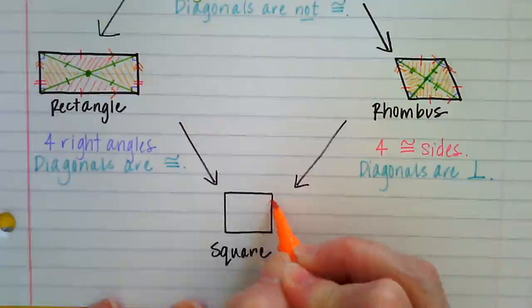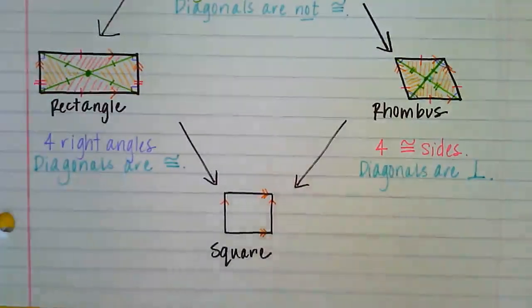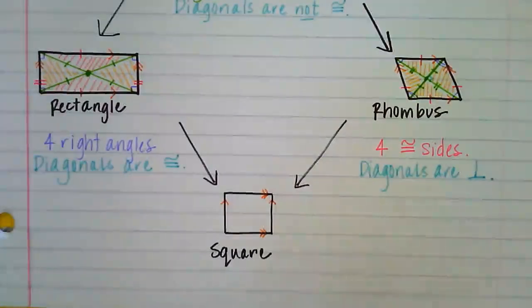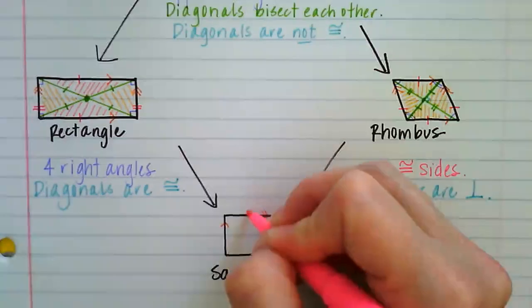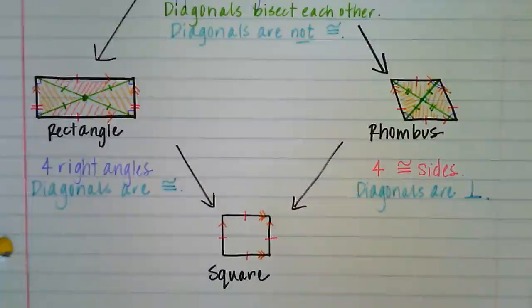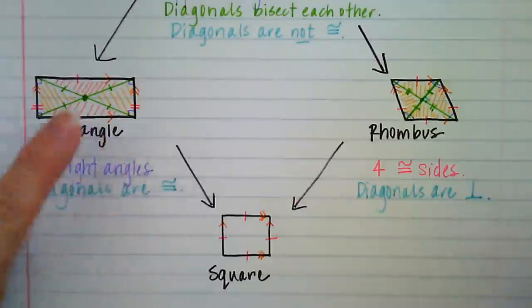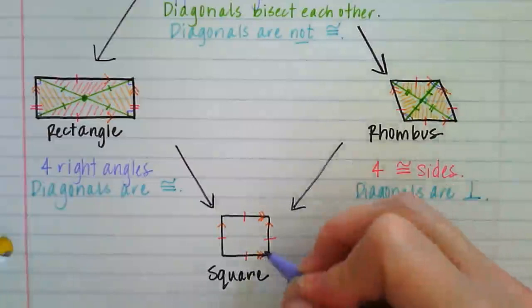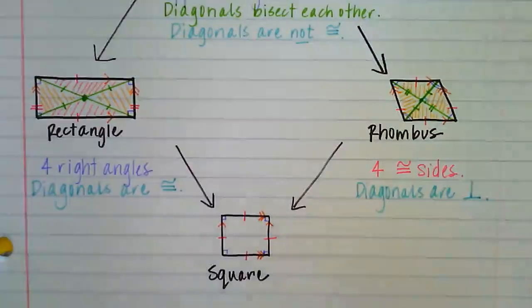Sides are parallel, so those sides are parallel, and these sides are parallel. All right, opposite sides are congruent. Not only are opposite sides congruent, they're all four congruent. So the four sides are congruent. That characteristic comes from the rhombus. The opposite angles are congruent, but not only are they congruent, they're also right angles, which is the characteristic from the rectangle. So a square has four right angles.